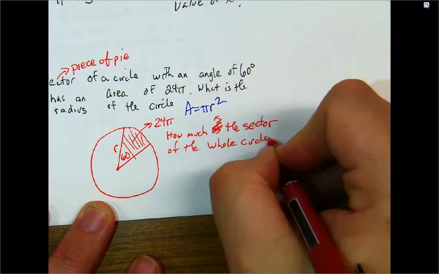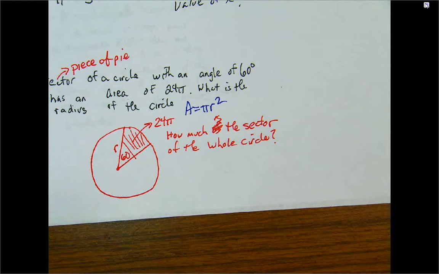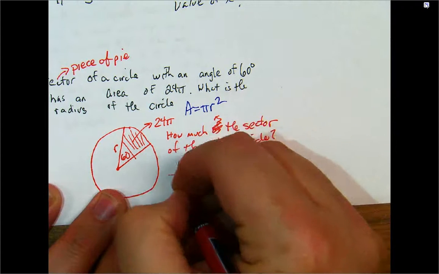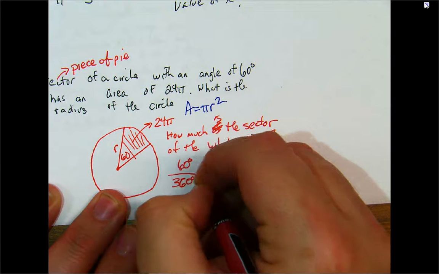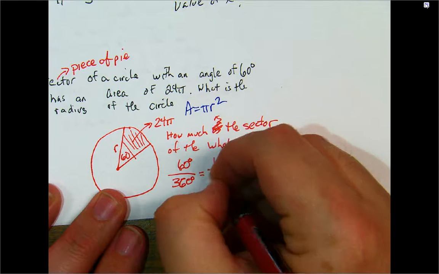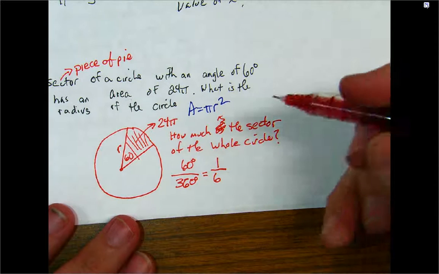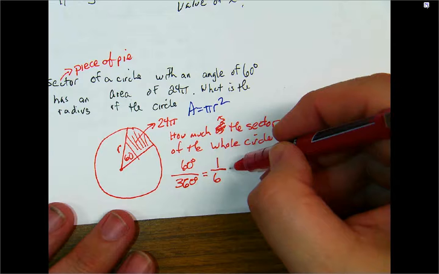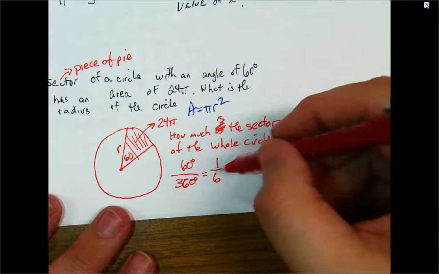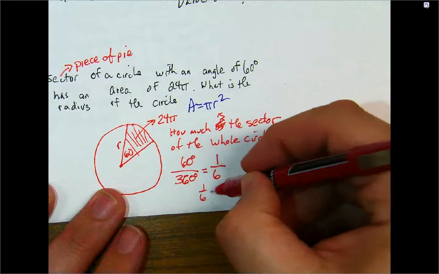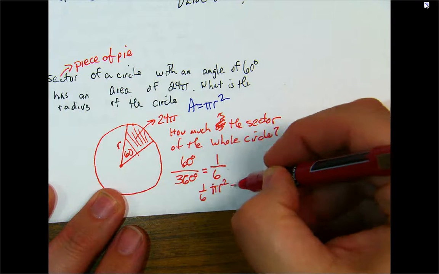It says 60 degrees. Well, how big is a circle? 360 degrees. So this is going to be 60 degrees out of 360 degrees, which is 1 over 6. So I want 1/6 of the total area. So 1/6 of pi r squared is equal to how much? What's the area of the piece of pie that we took out? 24 pi.